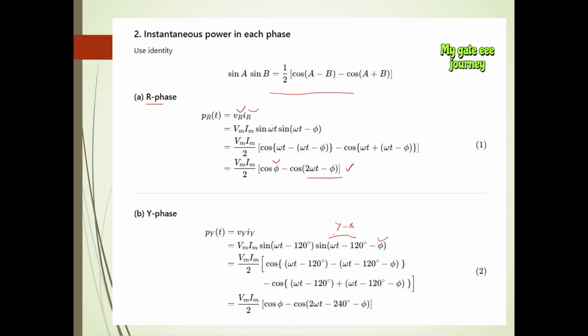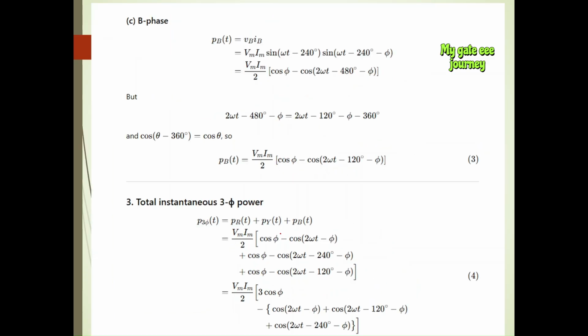Here again you take it as A, you take it as B, and you apply this identity, you will get this equation. Now if we calculate power in B phase, you will get like this, and we have taken minus 240 minus 240. Why? Because B phase is 240 degrees apart from R phase if we see clockwise direction, and you will get this.